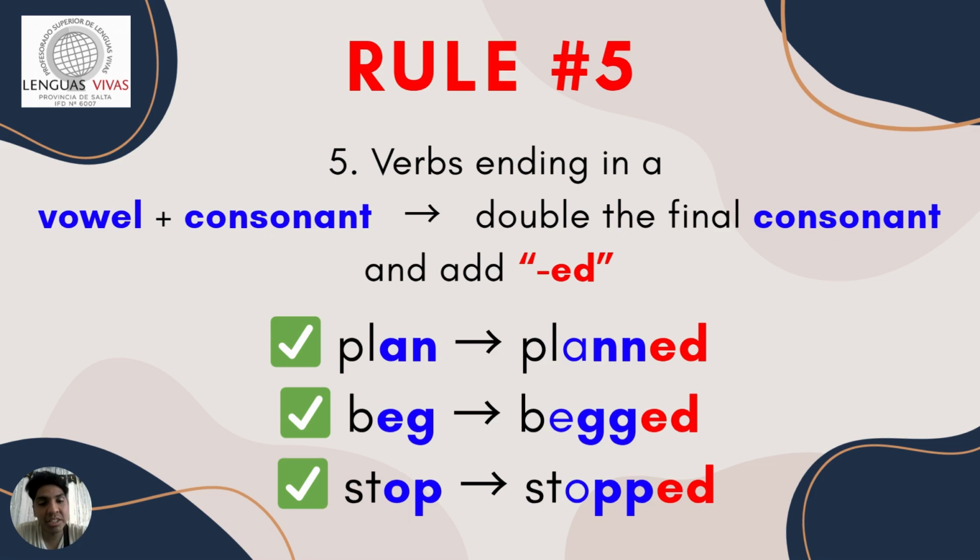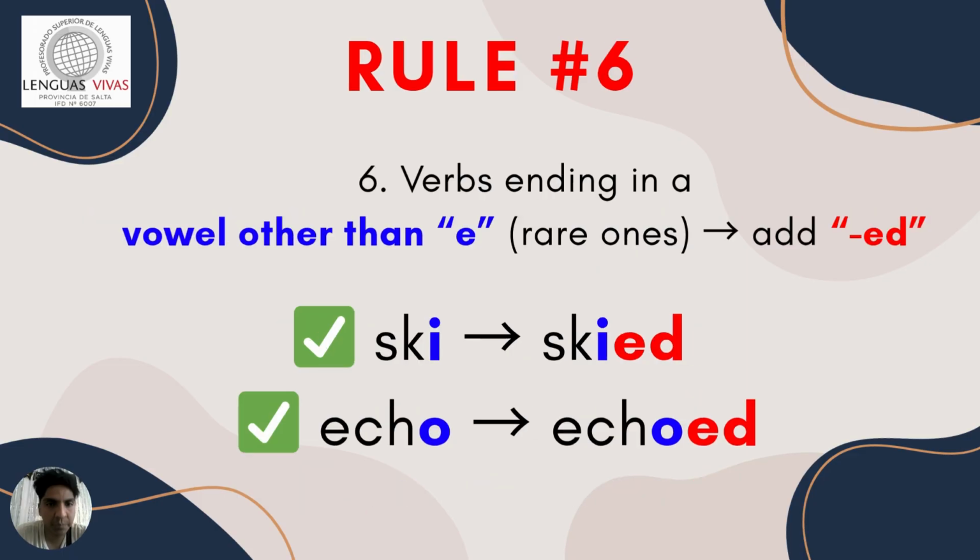So plan changes into planned, beg changes into begged, stop changes into stopped. All you have to do is to double the final consonant and again add ed at the end of the verb. And now let's see rule number six.